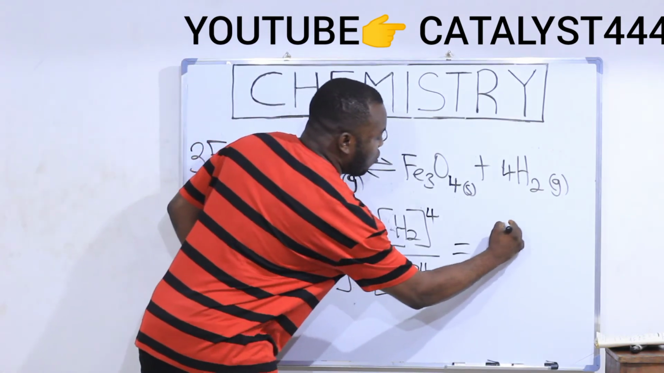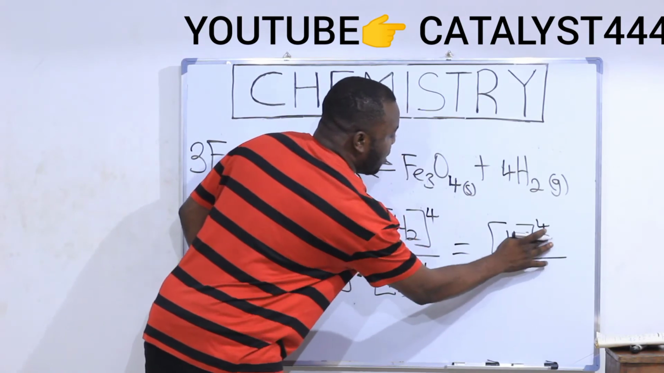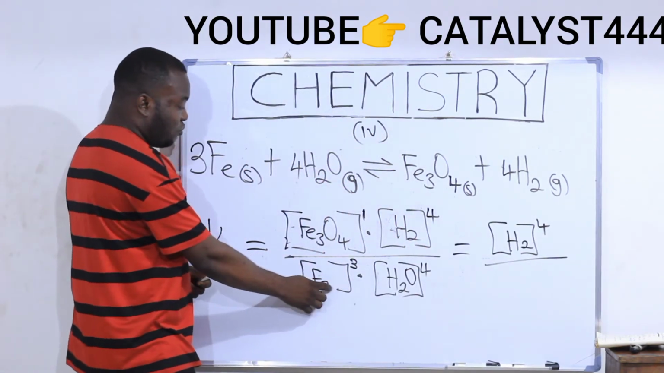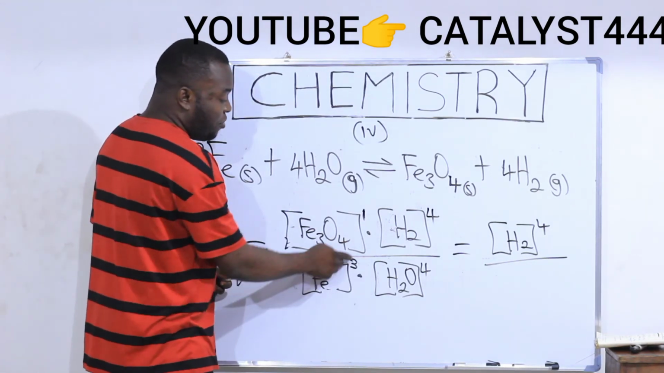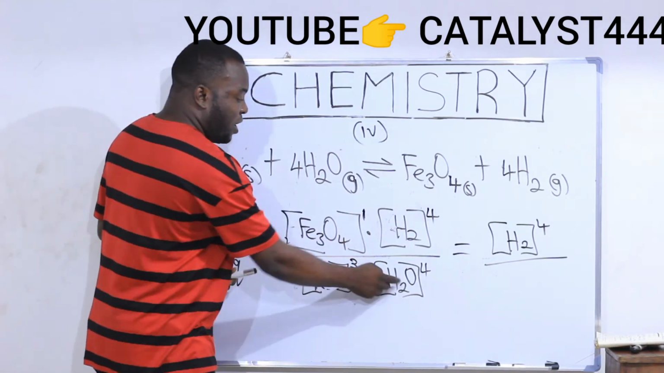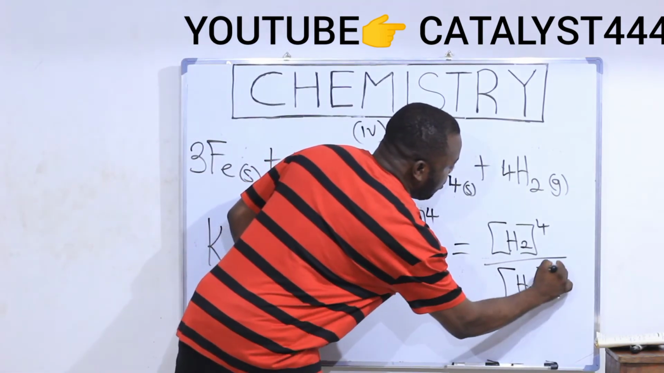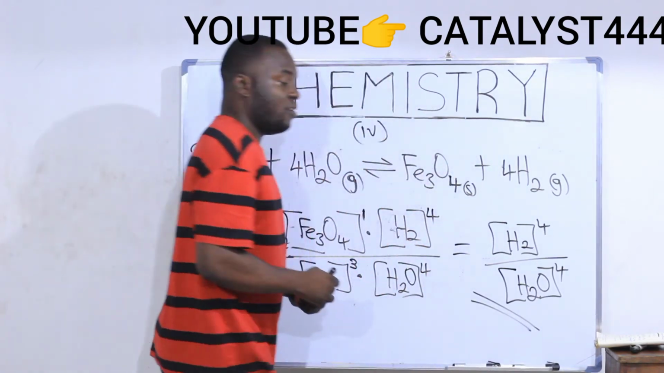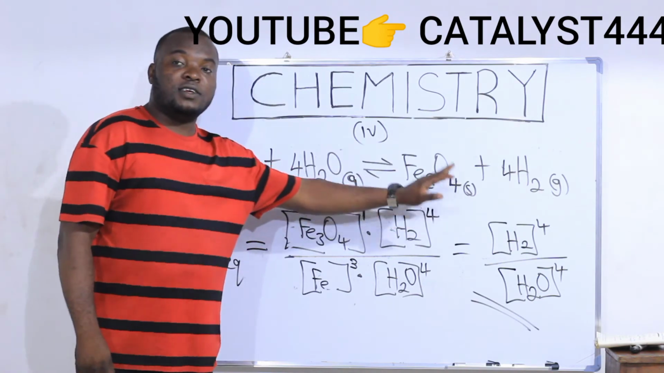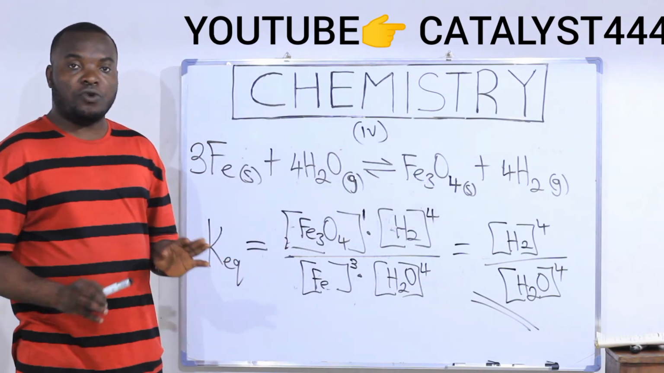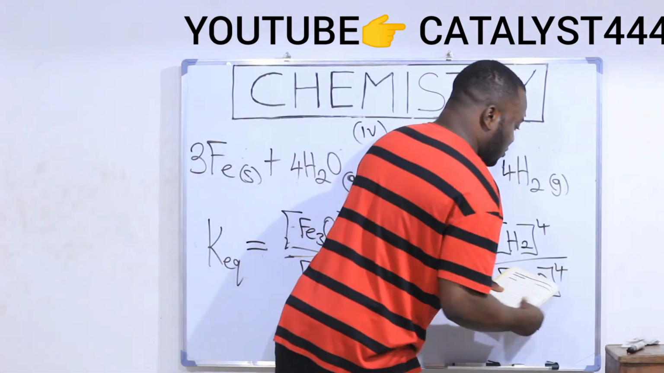will give you concentration of hydrogen gas raised to power 4 divided by, this is in solid state as well, and the concentration is assumed to be 1. So 1 raised to the power 3 is still 1. Multiplied by this, we have still raised to the power 4. So this is our answer. In summary, do not consider solid and liquid state substances when writing an equilibrium expression. Let's quickly see the next equation.